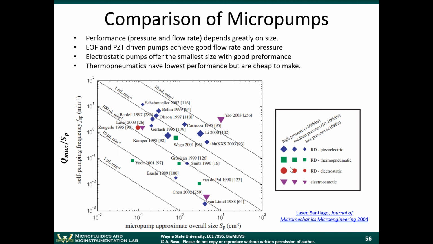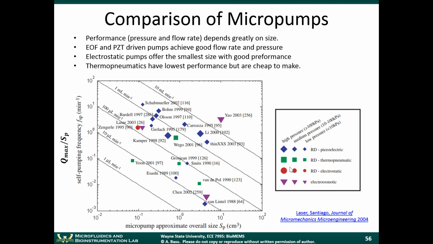From the other side of things, thermopneumatic devices use heaters to heat up and cool down liquids, and also to generate bubbles. Those phase change-based micropumps generally have low performance, but they're less expensive to make. So these are all things that have to be considered.